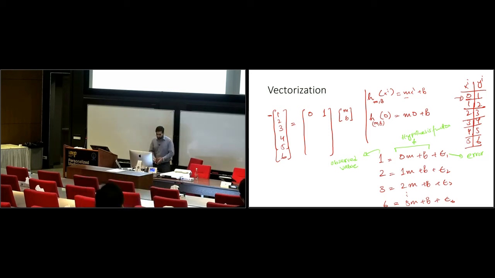Okay, so I just collect these equations in the big matrix form, in the big vector form. So this is 1 and 1, and 1, 2 and 1, 3 and 1, 4 and 1, 5 and 1. Okay, plus an error vector E1, E2 up till E6.